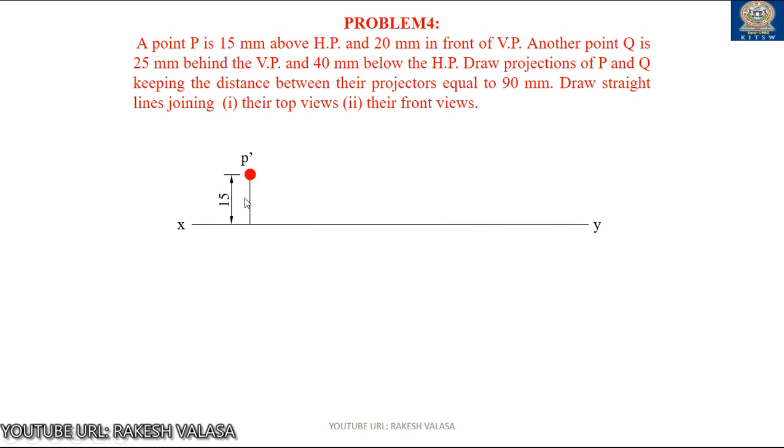Now, draw the top view of point P. You can see the distance in the top view, so you can draw the top view point below XY. This is the point P, that means the top view point. Now give the dimension. Draw the extension line and dimension line. The length is 20 mm.